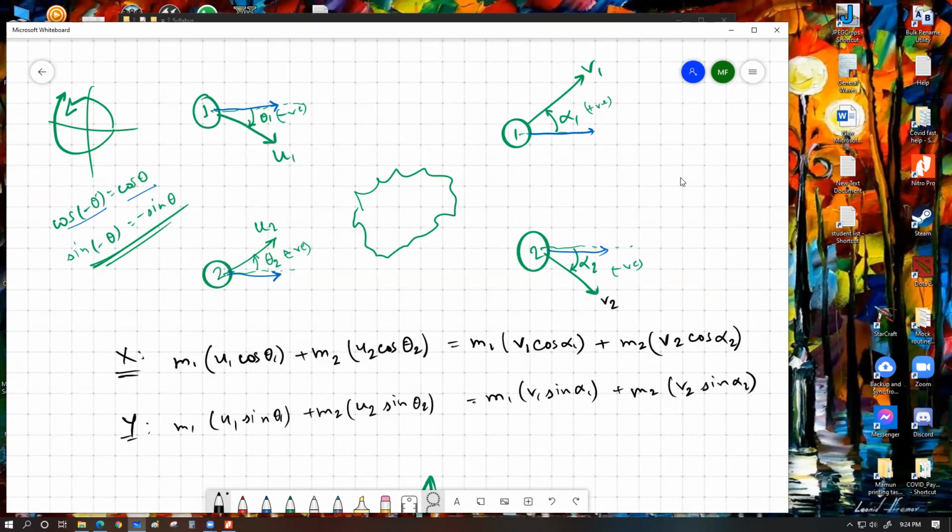Precisely. The linear momentum for both the axes individually will be exactly the same. So total momentum of the system in the horizontal direction before collision equals total momentum of the system after collision in the horizontal direction. That's for the x-axis, and the same thing for the vertical direction for the y-axis.